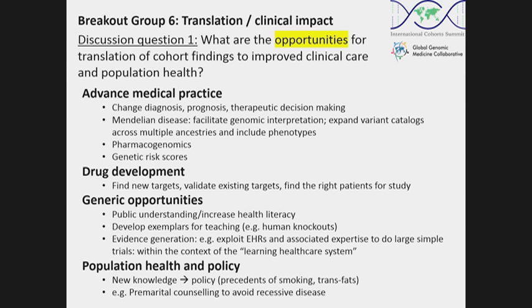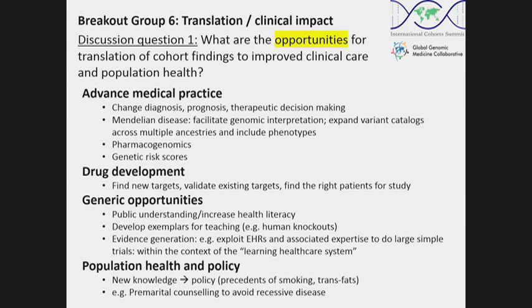There's a category that we call generic opportunities because they didn't fall into an easy category otherwise. So there is an opportunity to use this kind of set of resources to increase health literacy and public understanding. And the public is not just the public, but also our funders, our regulators, and when I say our funders, I don't mean the NIH, I mean the people who fund the NIH. So our government representatives.